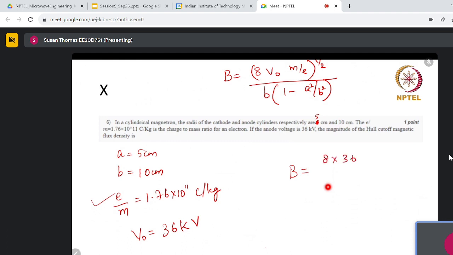Eight into 36 into 10 power 3 into E by M, so I can take it like this, 1.76 into 10 power 11. So this thing whole raised to half, take the square root and divide it by B, which is 10 centimeter, so 0.01, into 1 minus A square by B square.